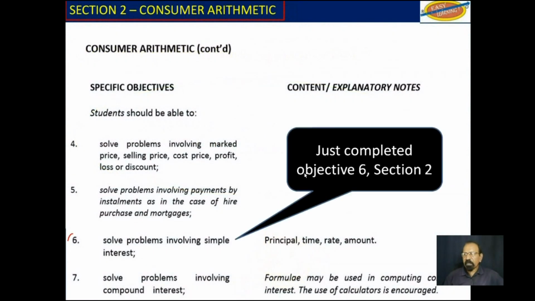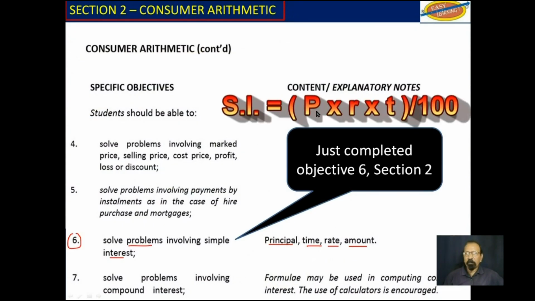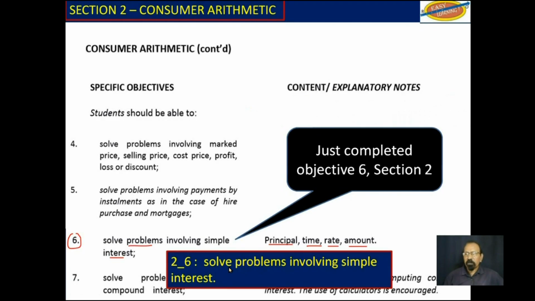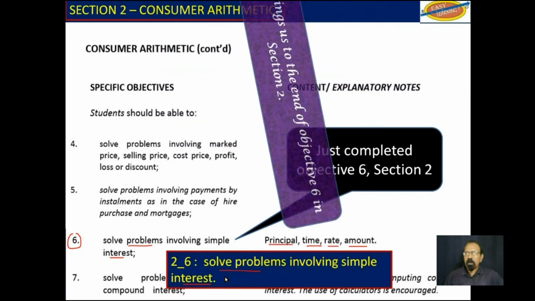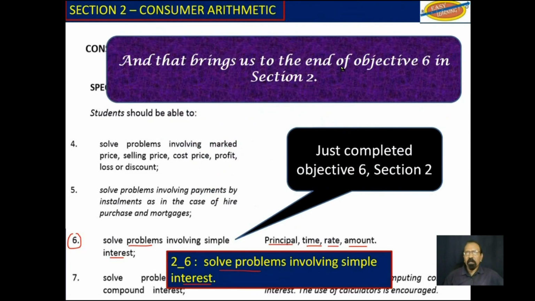So we looked at objective 6, solve problems involving simple interest. We know what the principal is, what the time is, what the rate is, and what the amount is. And we can calculate simple interest. Simple interest is equal to principal times rate times time over 100. You have to learn that formula and know how to use it. It will not be given on a formula sheet. So solve problems involving simple interest. And that brings us to the end of objective 6 in section 2.